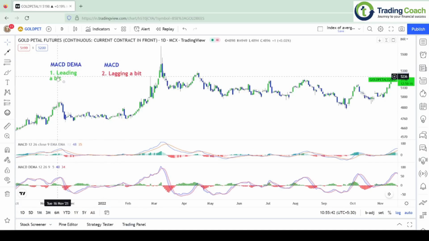So as I pointed out, one of the major advantages of MACD DMA is that it's actually leading a little bit, right? It's giving you the signal a little earlier than MACD itself.